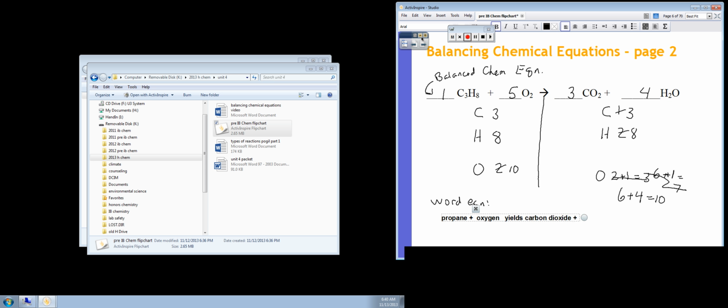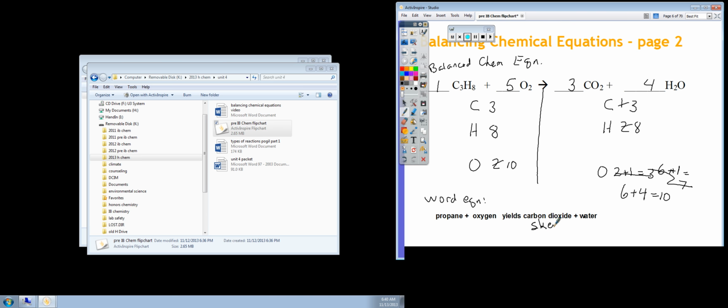In this form, it is called a skeletal equation because it is not currently balanced. So this is a skeletal word equation because it is not balanced. If I went ahead and put in the coefficients, it would then be a balanced word equation.